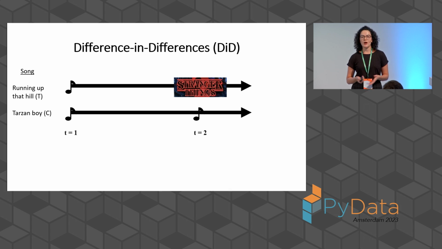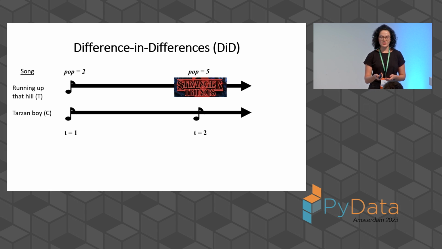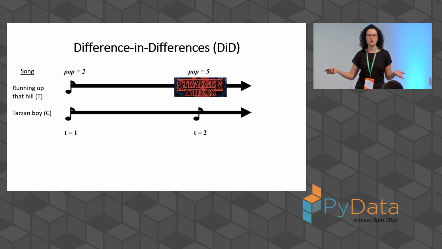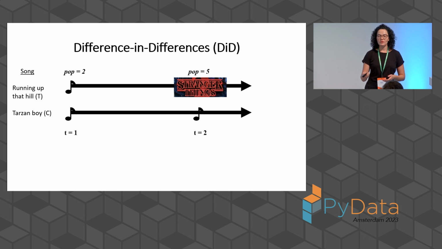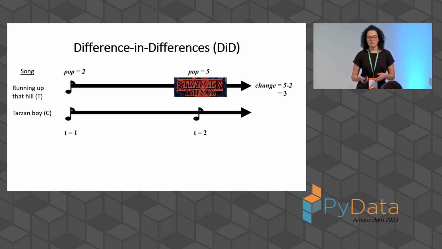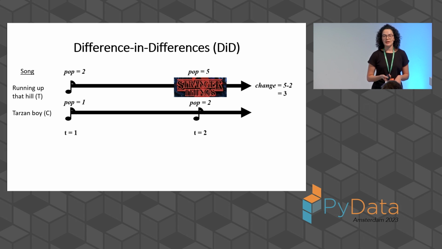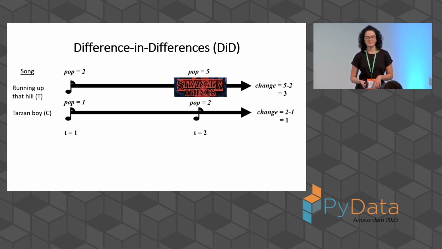And let's see how the difference-in-differences estimator works. Let's say popularity of Running Up That Hill was 2 units, just an imaginary popularity unit. And after the sync, it got boosted to 5, right? First, the difference-in-differences estimator takes this difference, so the change is 3 for this song, the treated song. And I will do the same for Tarzan Boy, the control. So the popularity increases from 1 to 2. And the change here is 1.